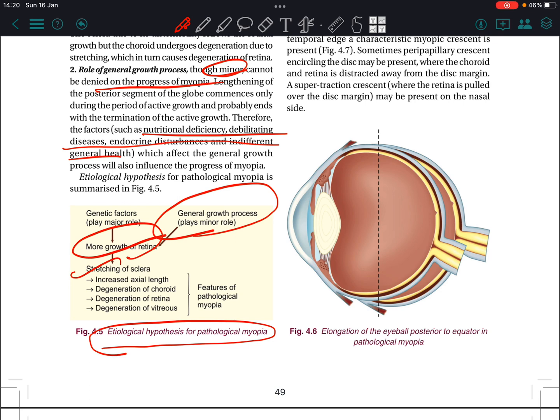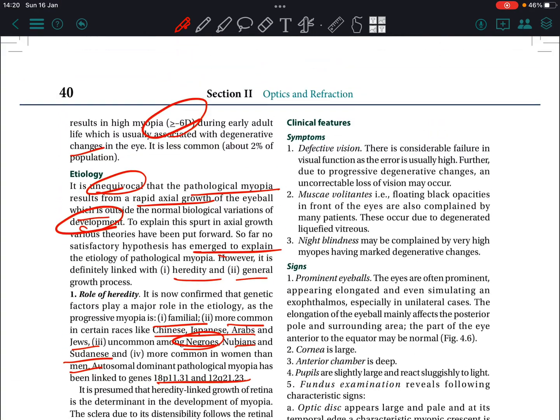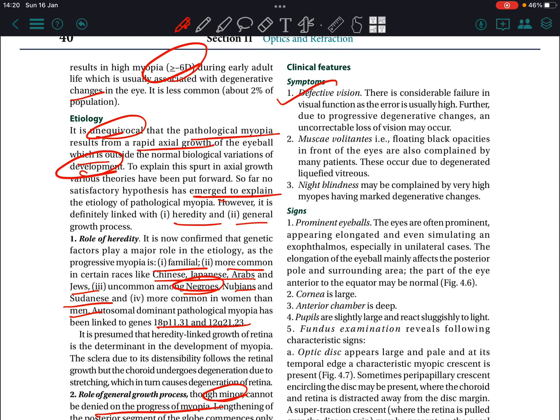More growth of retina leads to stretching of sclera, increased axial length, degeneration of choroid, degeneration of retina, degeneration of vitreous. Features of pathological myopia. Clinical symptoms: defective vision, the error is usually high, uncorrectable loss of vision may occur. Muscae volitantes, floating black opacities in front of the eye, are complained of by many patients. These occur due to degenerated, liquefied vitreous.